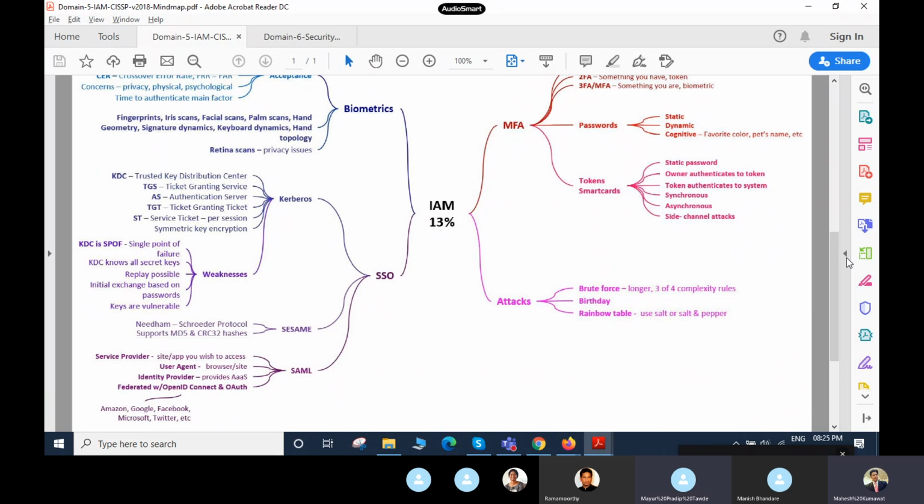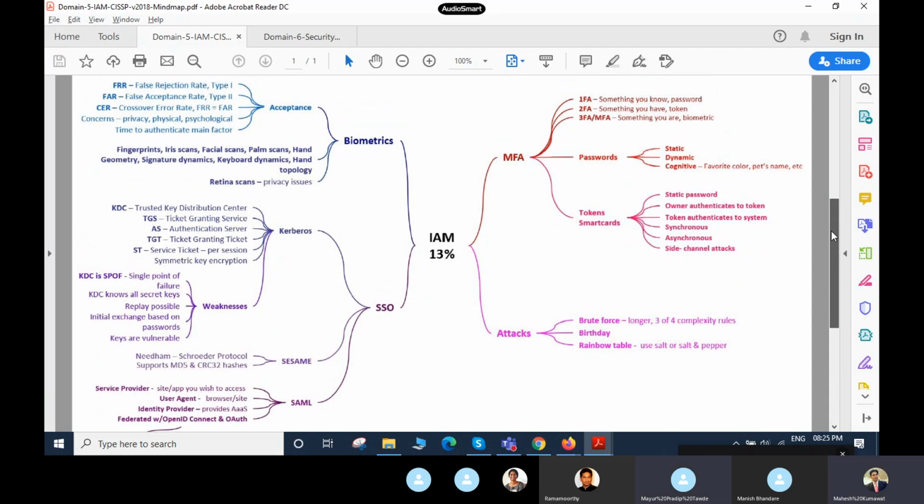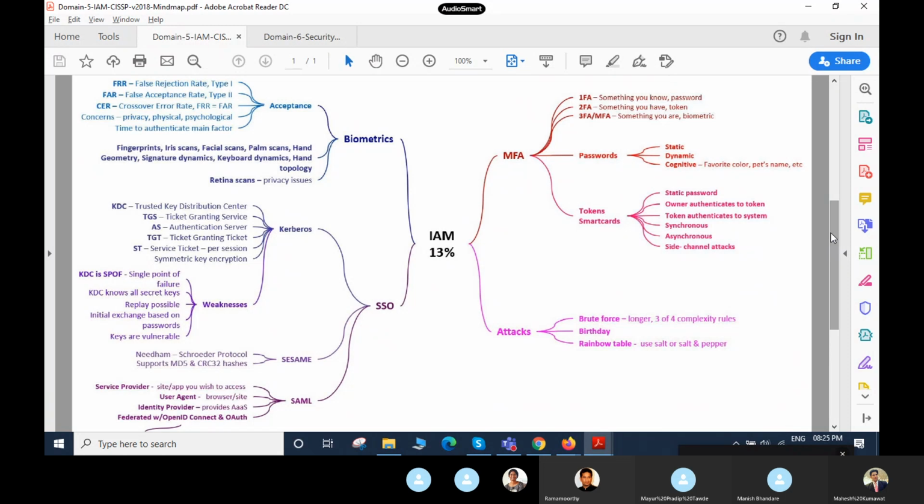KDC is the key distribution center, which issues the tokens or something like that. It's used for the access, and it also timestamps and encrypts it for the access, whoever is getting access.